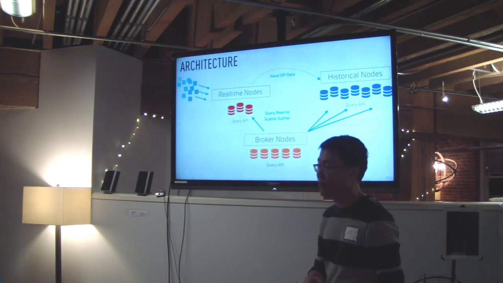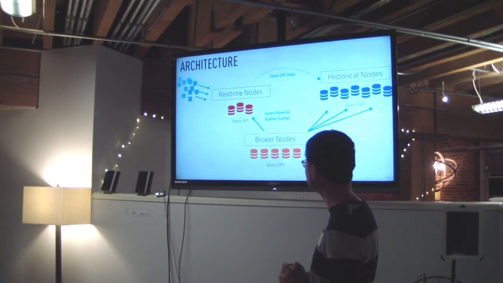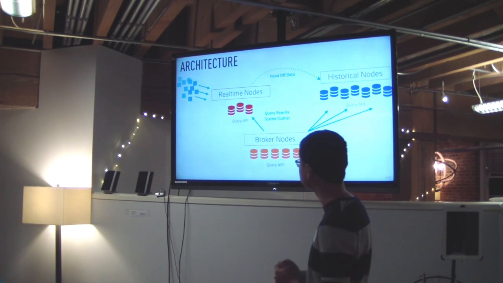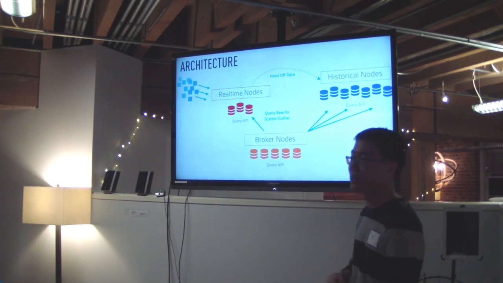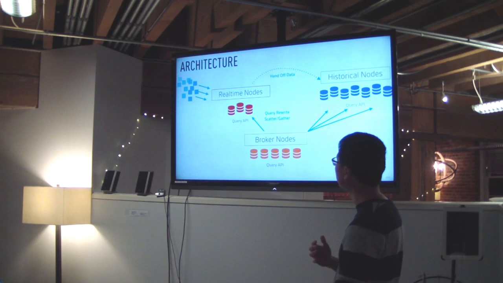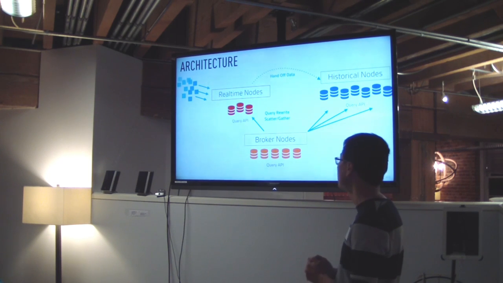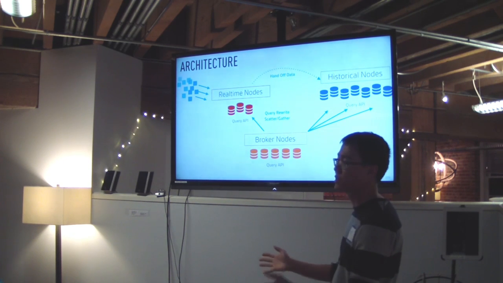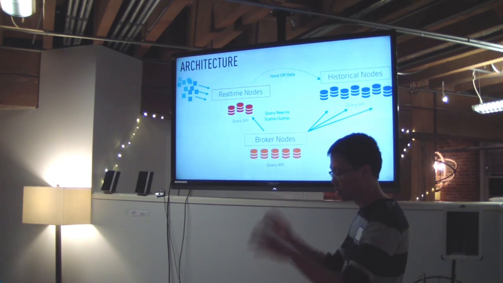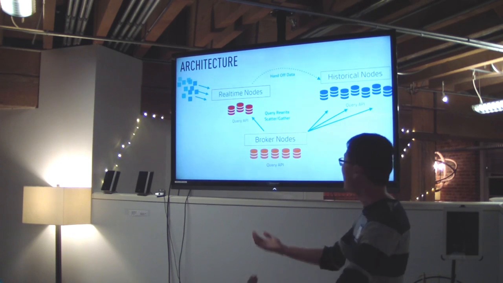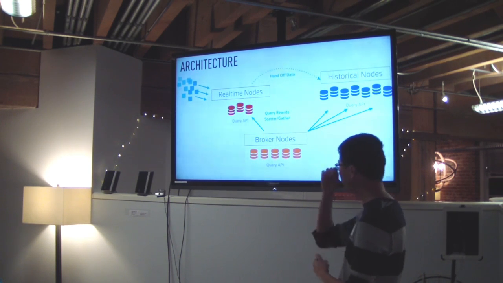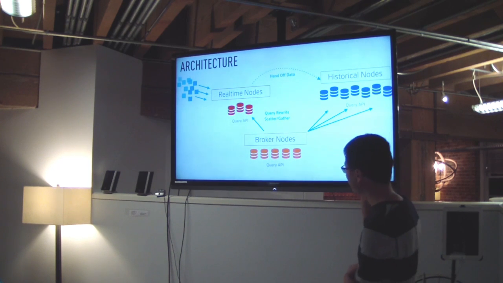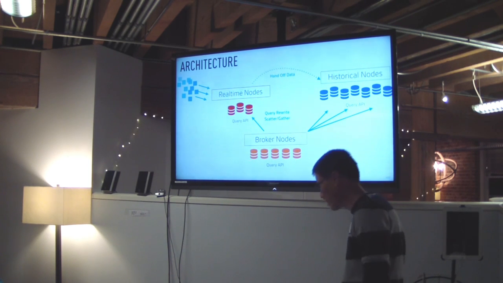In front of the real-time nodes and historical nodes is a set of broker nodes. Broker nodes basically know what pieces of data live where on the cluster. So they become sort of the endpoint that you query, and they will forward your queries down to the rest of the Druid cluster. The rest of the Druid cluster will compute their pieces of information in parallel and return results to the broker nodes, which then return to the caller. So real-time nodes, historical nodes, and broker nodes all share the same query API.